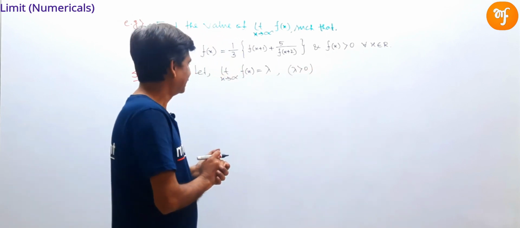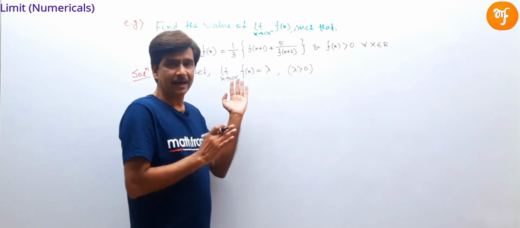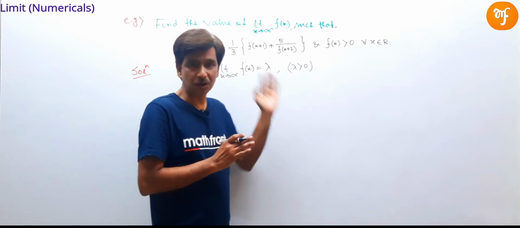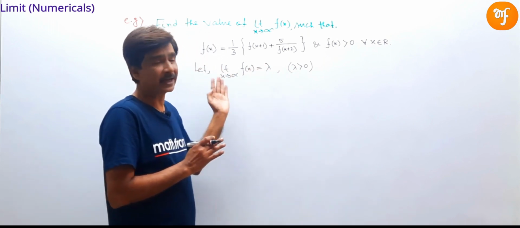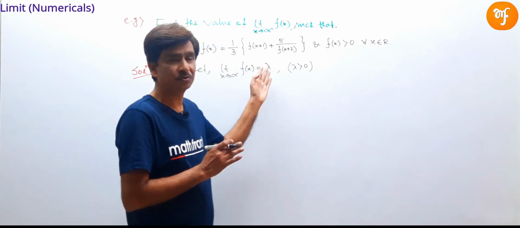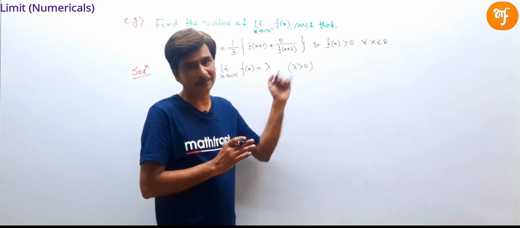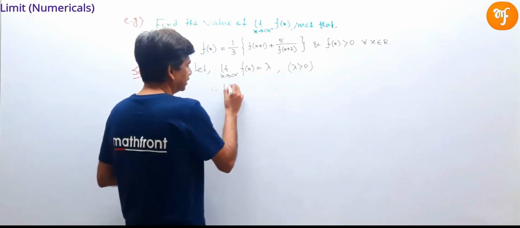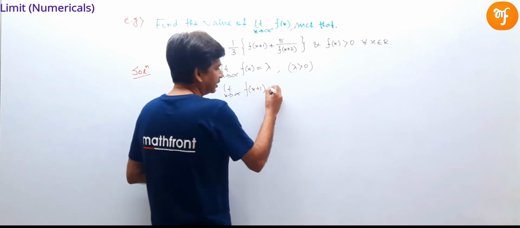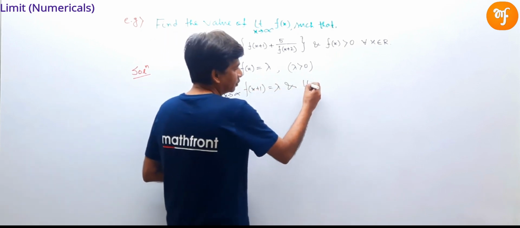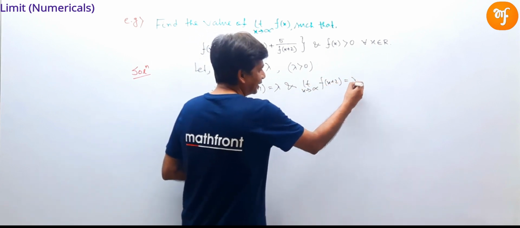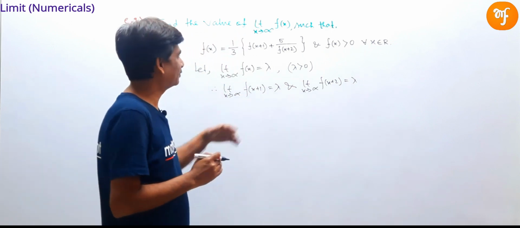Okay. Now by assumption, if limit x tends to infinity f(x) is equal to lambda, so definitely limit x tends to infinity f(x+1) is also lambda, and limit x tends to infinity f(x+2) is also lambda. Okay. So we can write limit x tends to infinity f(x+1) is equal to lambda, and also limit x tends to infinity f(x+2) is equal to lambda. Okay. Now come to the question.